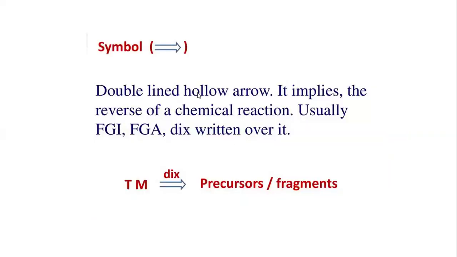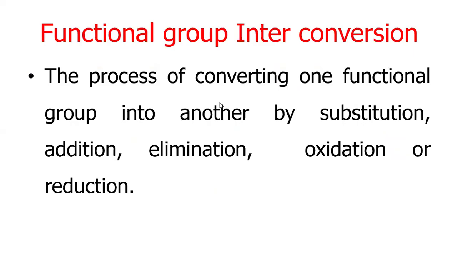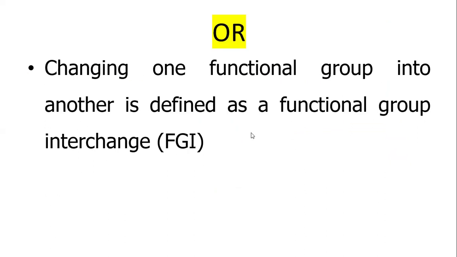The double line arrow symbol implies the reverse chemical reaction, usually functional group interchange, functional group addition, dissociation, disconnection: target molecule to precursor fragments. Synthon or synthesized fragments, usually ions, are produced by disconnection, with synthetic equivalents. Functional group interconversion is the process of converting one functional group into another by substitution, addition, elimination or oxidation reaction. Changing one functional group into another is defined as functional group interchange.